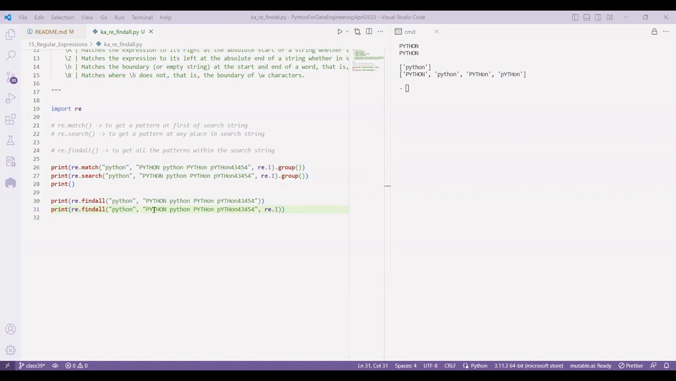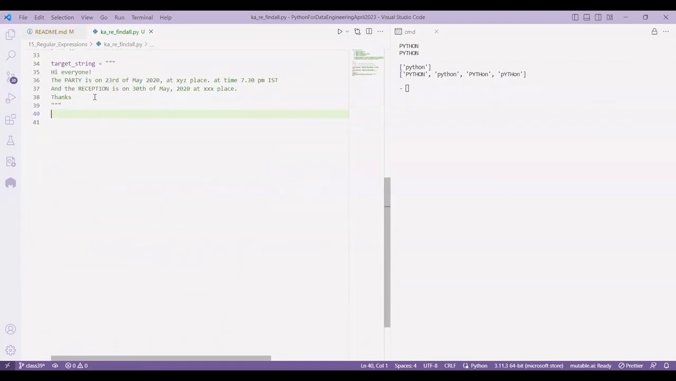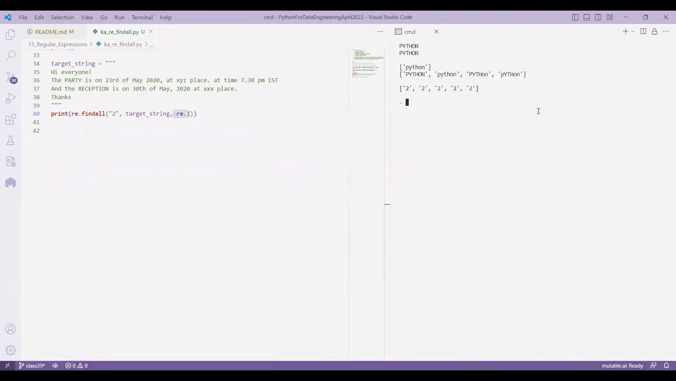Now, let me go for a practical example. Sometimes you will have a scenario like this. You have a target string. In the target string, you have, like, the party is on 23rd of May 2020. Like that, you have multiple dates and information. In this, if I need to find the number 2, because everything is a string, I'm giving a 2. For 2, it doesn't matter whether you give ignore case or not. Sometimes even if it is there, it makes no difference.